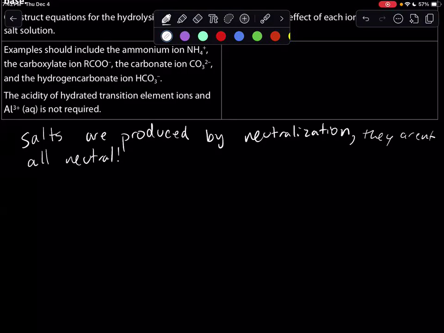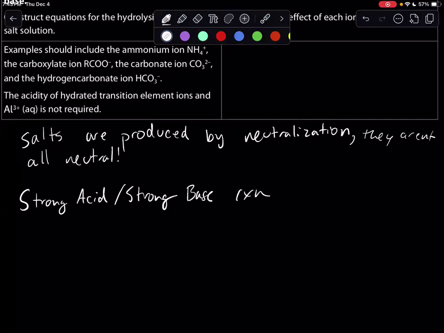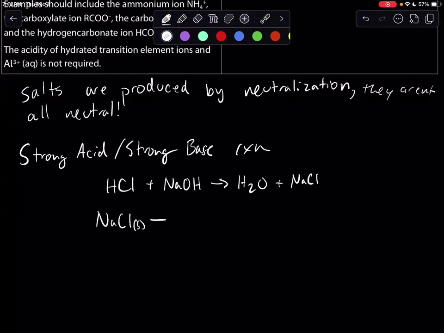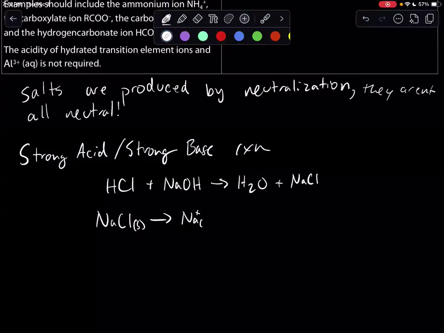The best way to do that is to start by looking at a strong acid and strong base reaction. So we'll take a classic of hydrochloric acid plus sodium hydroxide. And we know we're going to make water and sodium chloride, good old table salt. Now, the thing is, we know that sodium chloride itself in aqueous solution dissolves into positive aqueous sodium ions and negative chloride anions.